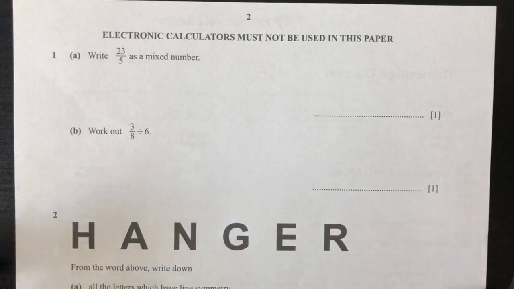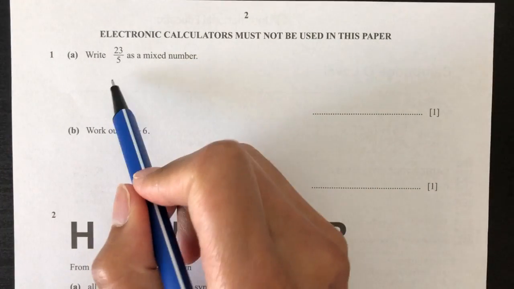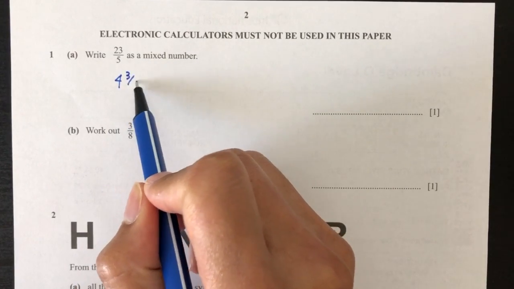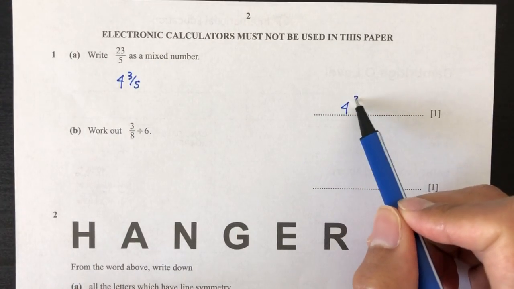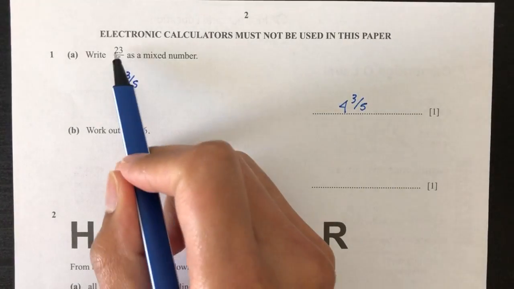So here we have, write 23 over 5 as a mixed number. We know that how many times 5 do we have in 23? We have 4 times 5, which is 20. Remaining will be 3 over 5. So 4, 3 over 5. So if you were to expand this, you will have the same thing.